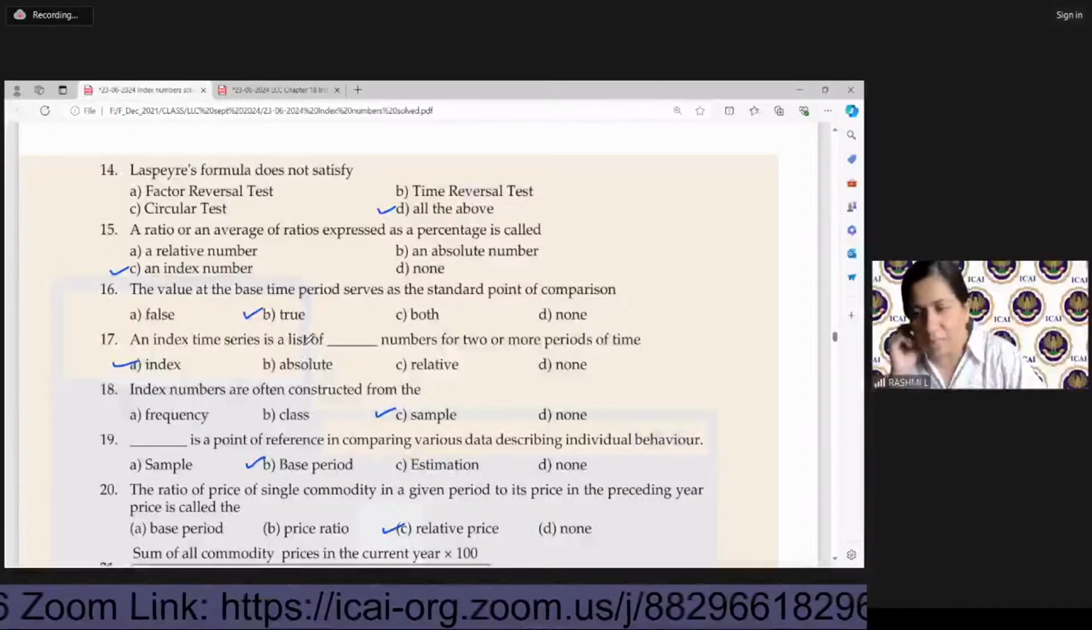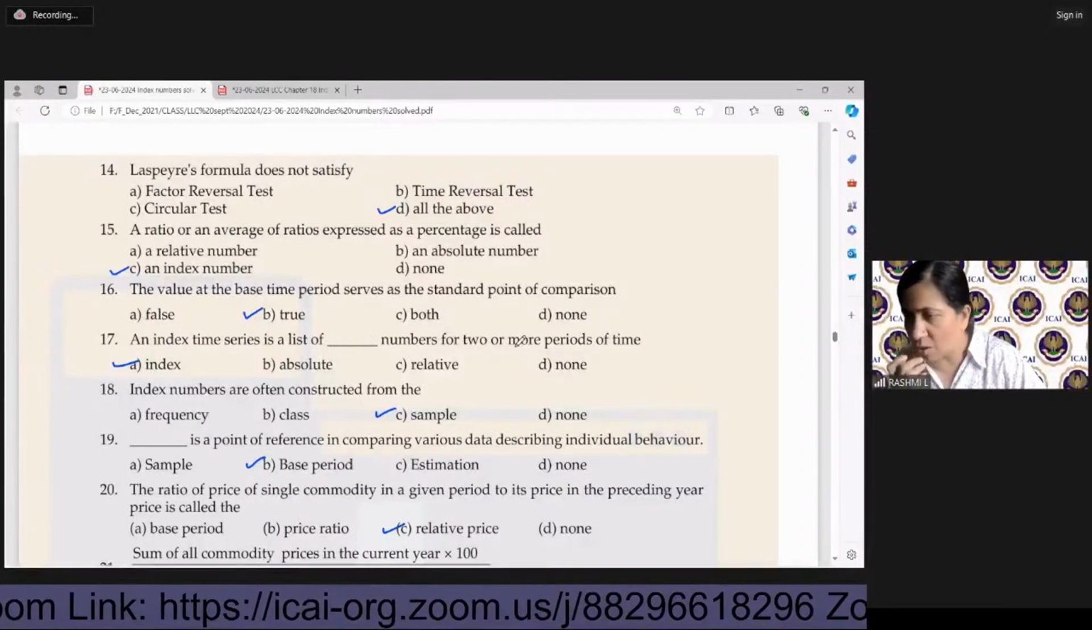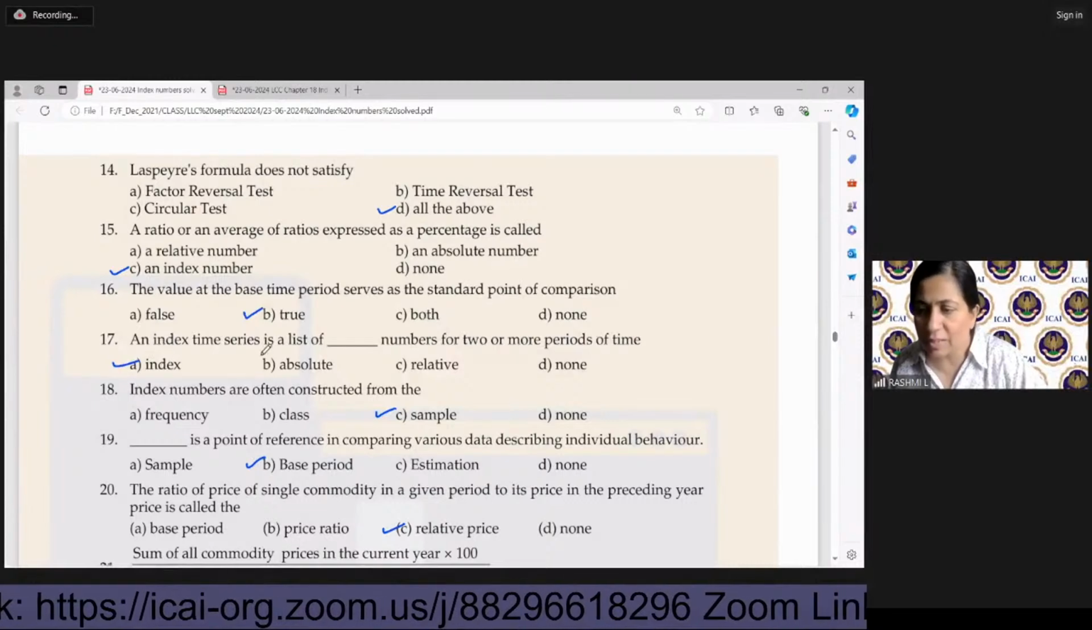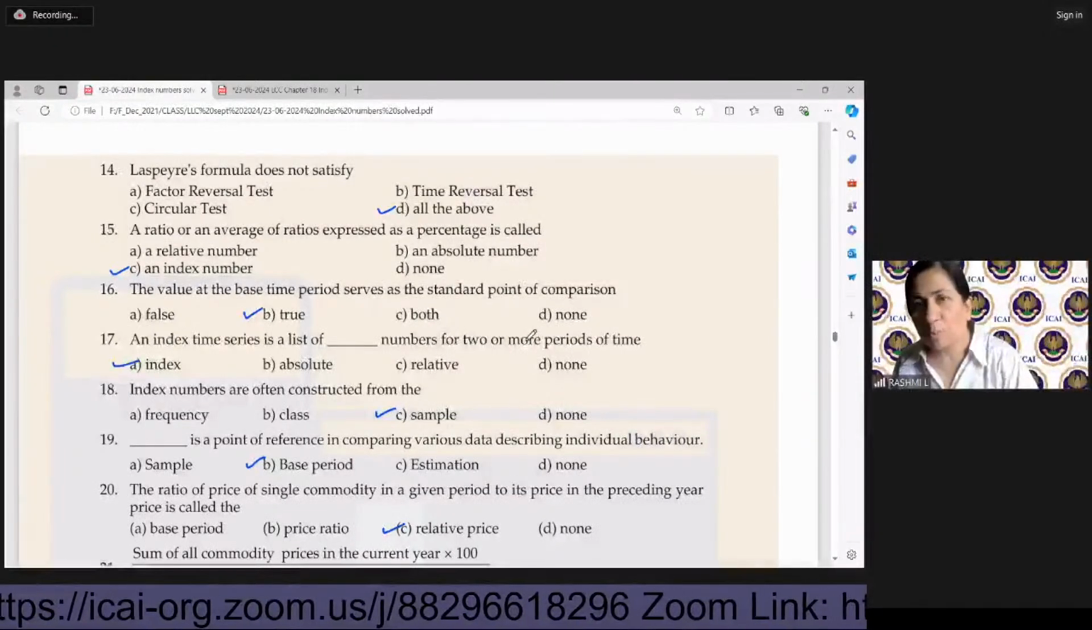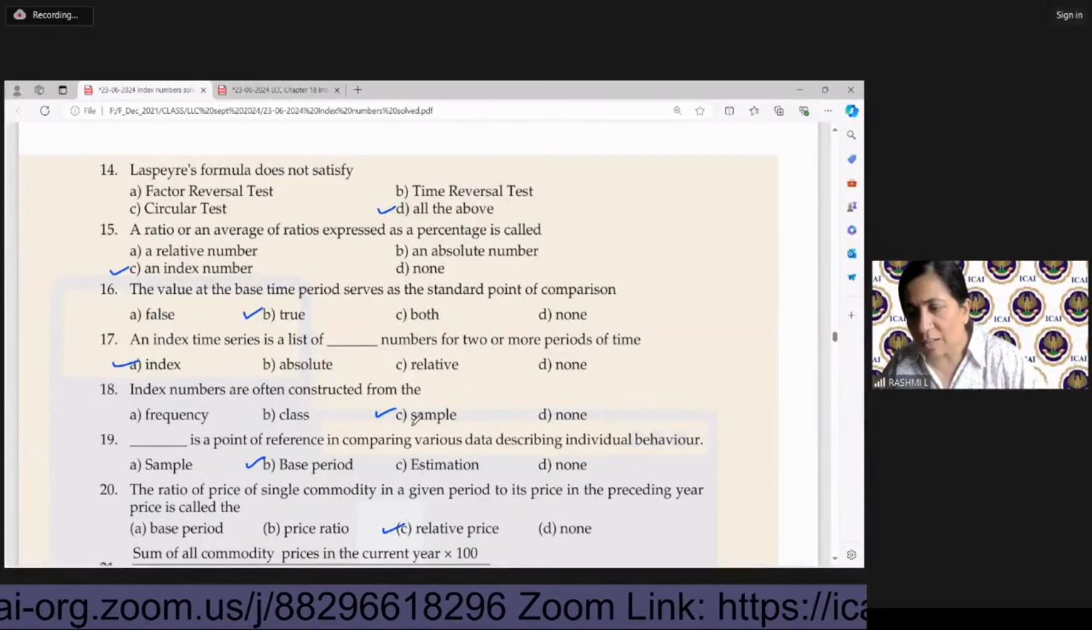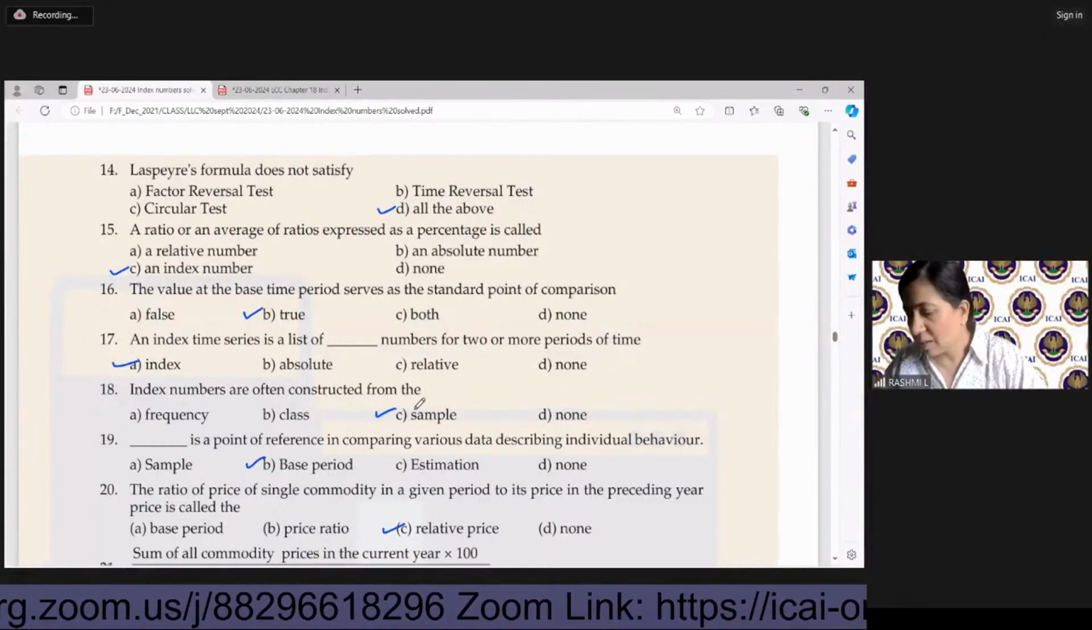An index time series is a list of dash numbers of 2 or more periods of time. So it is a list of index numbers for 2 or more periods of time. Index numbers are often constructed from a sample. Okay.